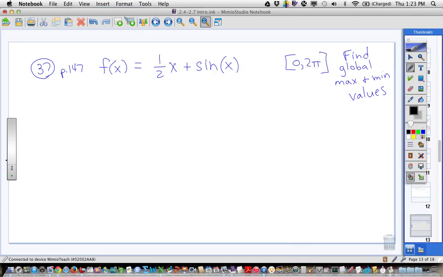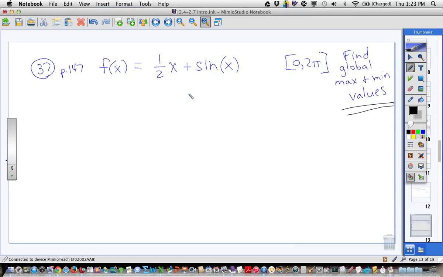And we talked about how to do that yesterday, right? We talked about how to put the restriction of 0 to 2 pi in your solve, right? So you got to be able to do that. But let's do a no calculator one here. So here's our function. And the problem says find the global max and min from 0 to 2 pi.